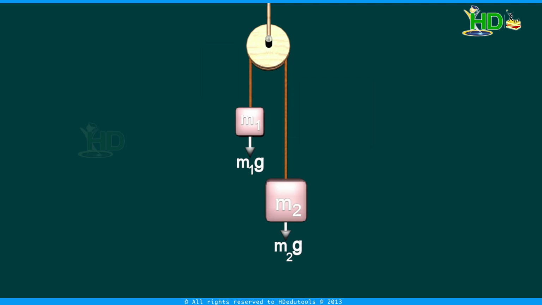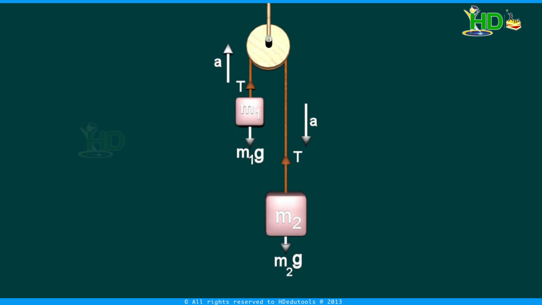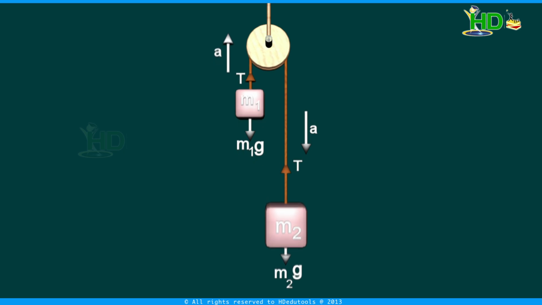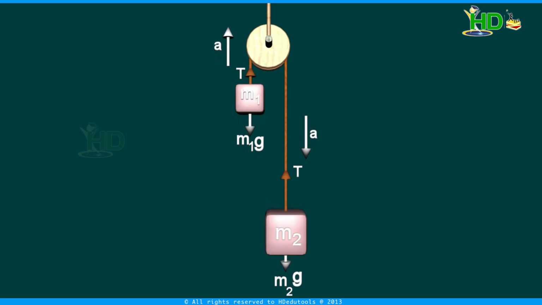Now we take another model. Two masses M1 and M2 are connected with a string and suspended over a frictionless pulley as shown in the figure. This is also called Atwood's machine. If we consider M2 is greater compared to M1, then the two masses will move like this. That is, M2 moves vertically down with acceleration A, and M1 moves vertically up with acceleration A.